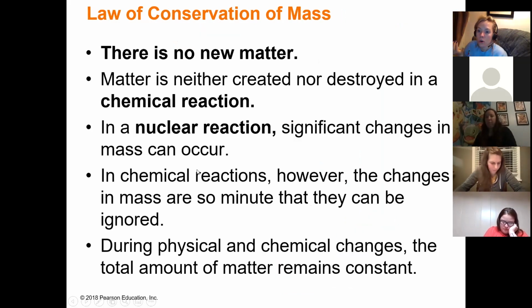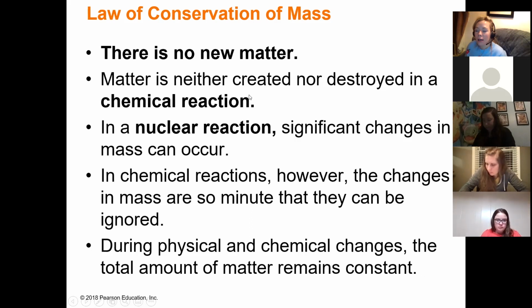So there is no new matter. Matter is not created and it's not destroyed in a chemical reaction. Now, in nuclear reactions, you can have changes in mass. What happens in nuclear reactions is mass will actually turn directly into energy. We don't talk about that. So for the sake of our class, we're staying in this realm here of chemical reactions. The amount of stuff you start with needs to equal the amount of stuff you end with.